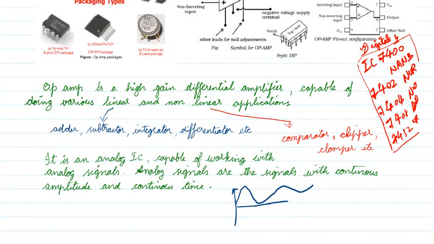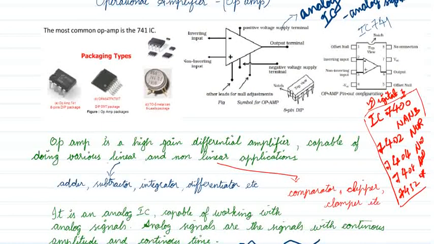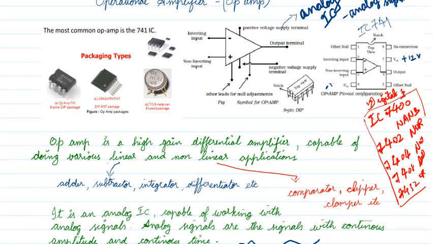One more thing I want to say here: in IC 741, the power supply we are going to use is plus 12 volt for plus VCC and minus 12 volt for minus VCC. It can also be minus 10 or plus 10. So 10 to 12 volt, or minus 10 to minus 12 volt, is the range I have to give as the power supply for the IC 741.